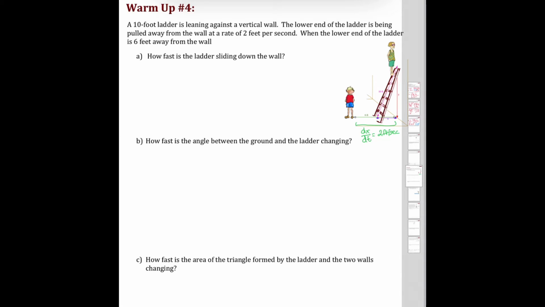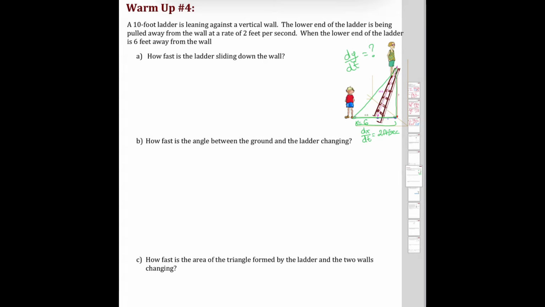And then when the lower end of the ladder is 6 feet away from the wall, so this is my right triangle. I'm going to try to sketch it here. So my lower end, this is 6 feet. So x is equal to 6. How fast is the ladder sliding down the wall? So I want to find dy dt, because the wall is y. I don't know that.